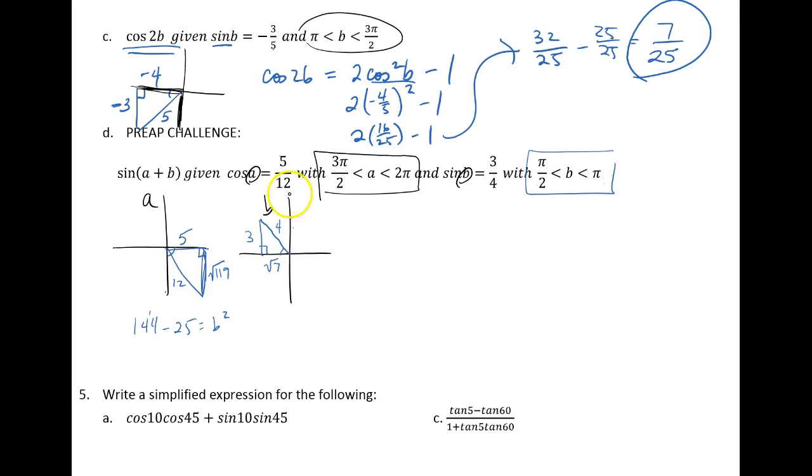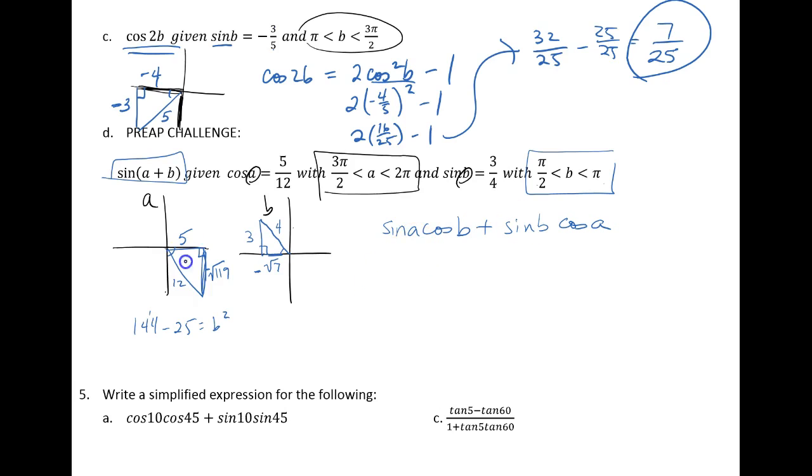Okay, but now that we've found all of our sides, does anything need to be negative first of all? Well, on this one needs to be negative because look at what quadrant we're in. The x is negative. In this one, the y is negative. So I need negatives on both of those. And now we're going to find sine of a plus b. The identity for sine of something plus something is sine a cosine b plus sine b cosine a.